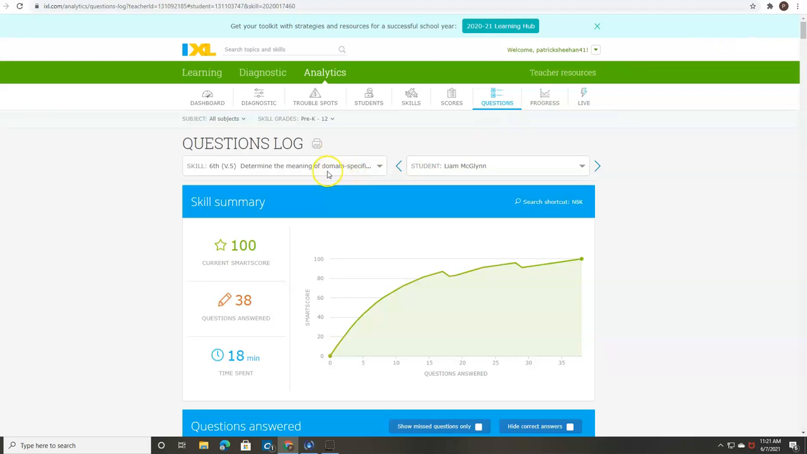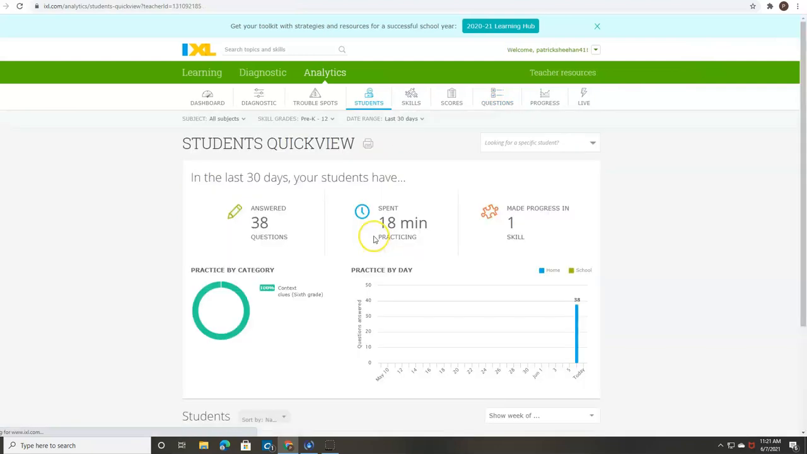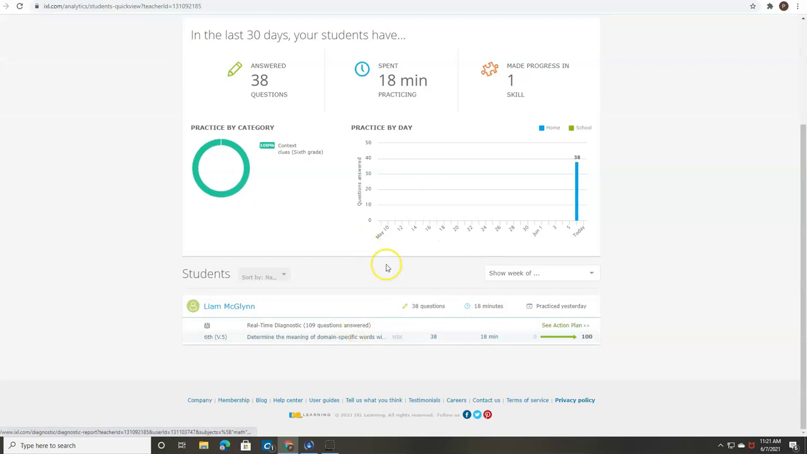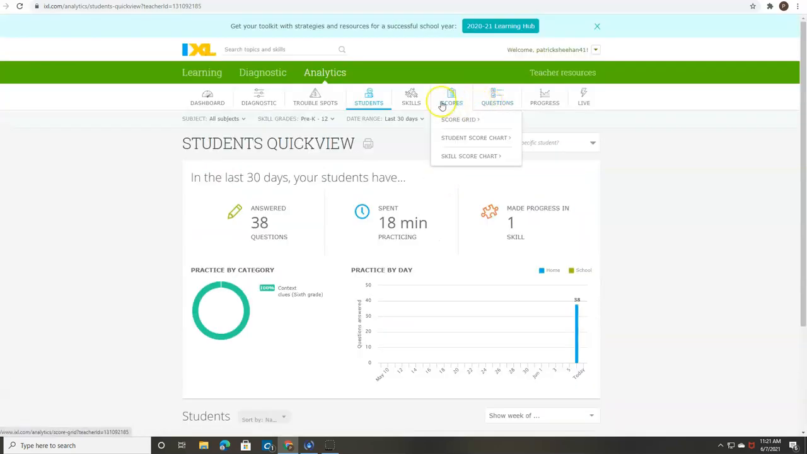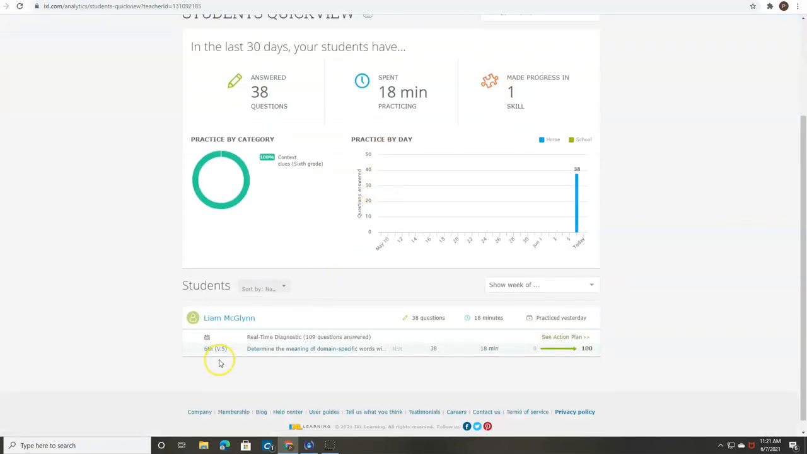Again, I'm going to answer this question now because it's in a different spot. It gets a little tricky sometimes. We've been taken to questions now. Okay, so we were in analytics, we were in students quick view. We clicked on this, and it brought us to the questions log page. So here's what I wanted to show you related to the grade level subheading of the skill area, the skill area is in, and the skill in that skill area.